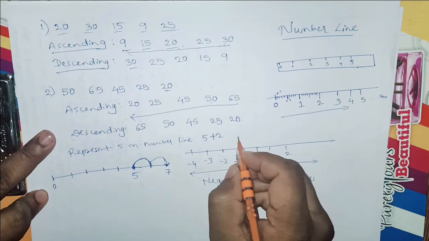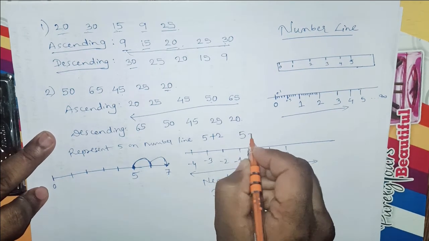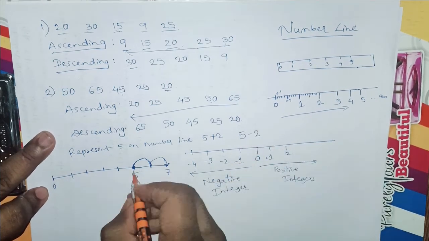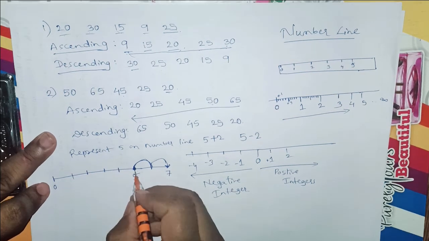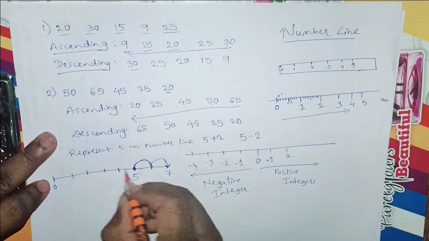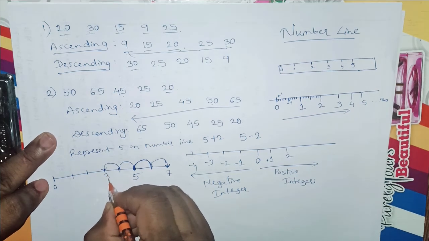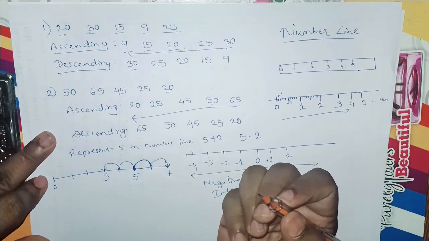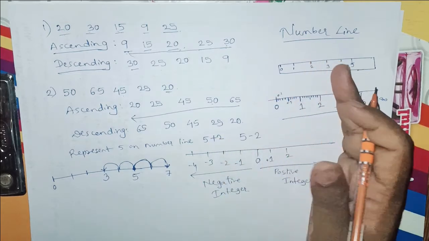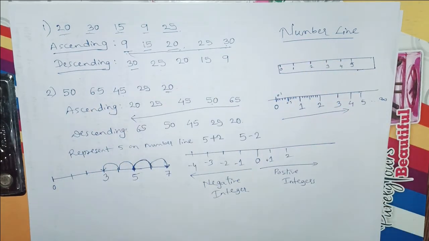If you consider 5 minus 2, then you are going to go back, right? 5 minus 1 minus 1. So this is 3. Clear with this? Okay. So this completes the explanation for all the concepts. So let us try to solve the textbook problems from the beginning. That will be a revision for you.